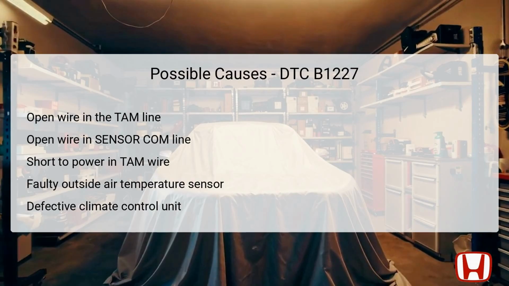Additionally, the outside air temperature sensor itself may be faulty, necessitating replacement. Lastly, if the climate control unit is defective, it may not interpret sensor readings correctly. Thoroughly checking these areas can help pinpoint the root cause of the DTC.